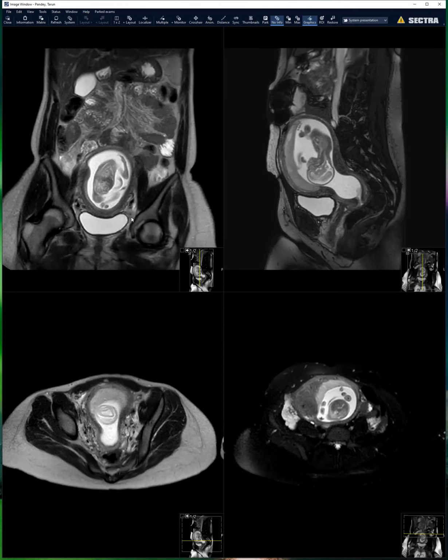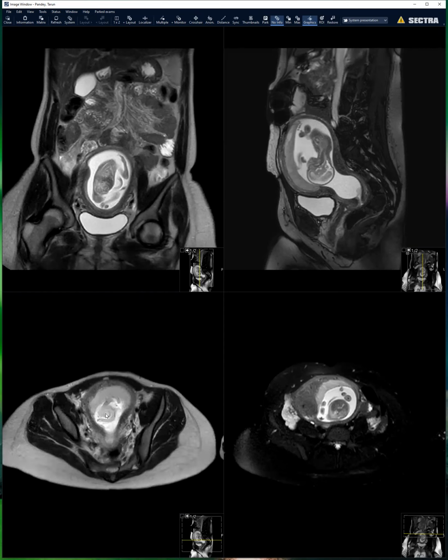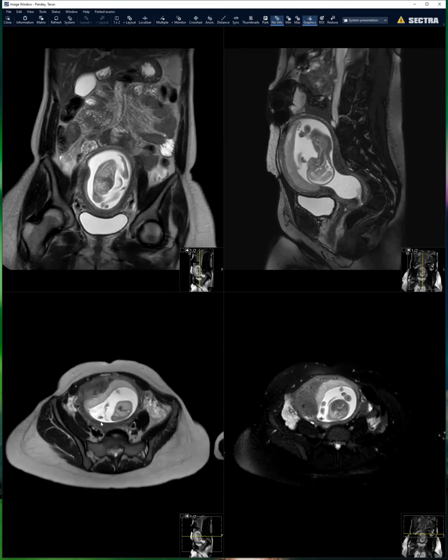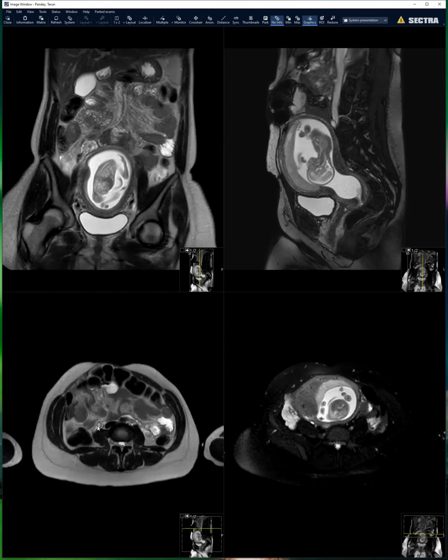So this was again another pregnant patient, history of abdominal pain, rule out appendicitis, and these are some of the selected images: coronal, sagittal, axial images through the lower abdomen and pelvis.